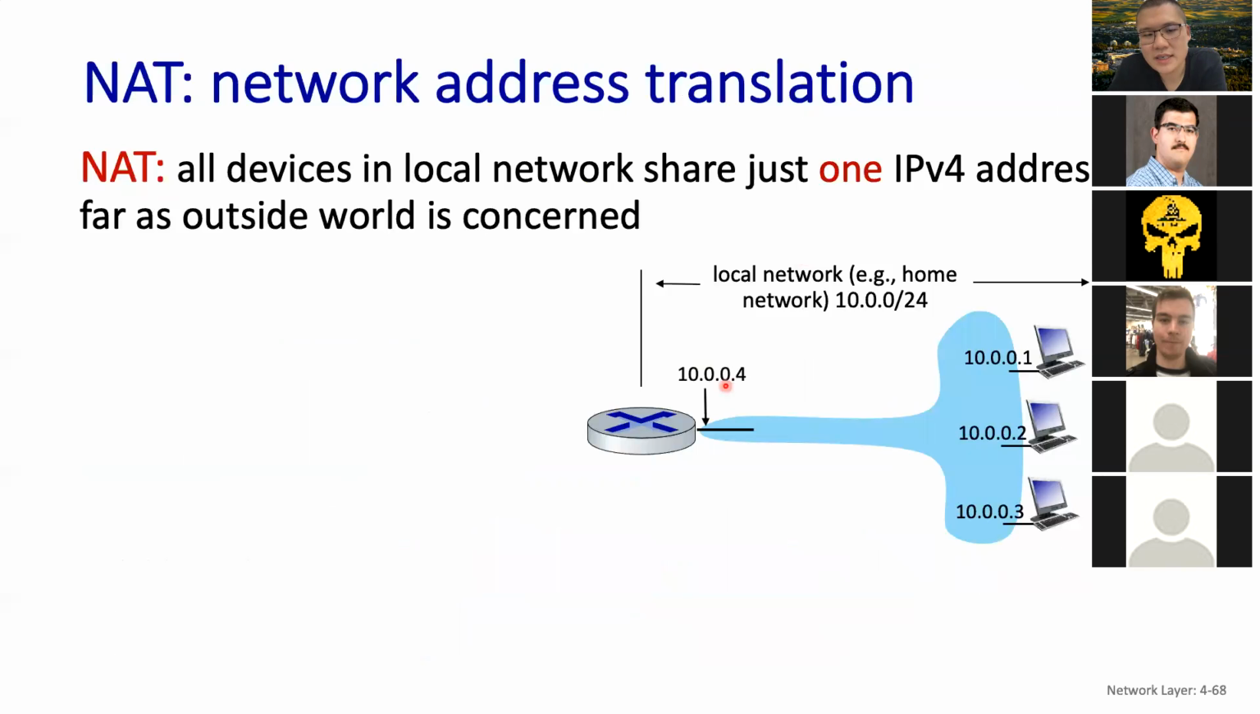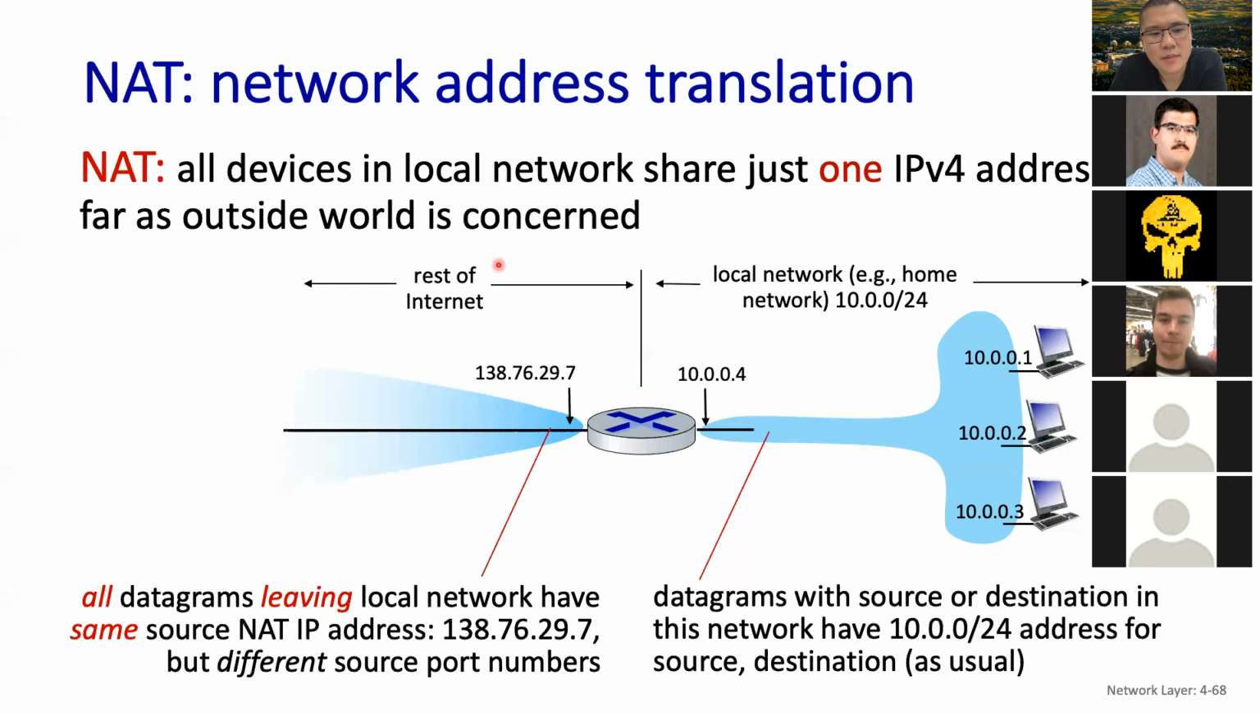What we discussed in the previous slides is that we have the local network, and as well, we have the rest of the internet. For the local network, the datagrams with the source or destination in this network have the same kind of addresses, as we discussed. And all the other datagrams leaving the local network have the same source NAT address.